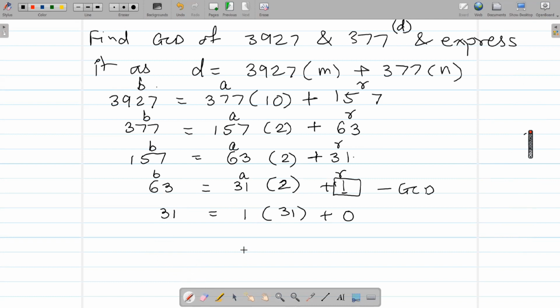Now our next task is we want to express GCD, that is 1 is the GCD, as a linear combination of 3927 and 377. And in fact, we get infinitely many pairs of this expression, but let us try to find out one at least here. So we will have to go back to the expressions many times to express it as a linear combination. We cannot do it in one step. Okay. So we will start with the second last step.